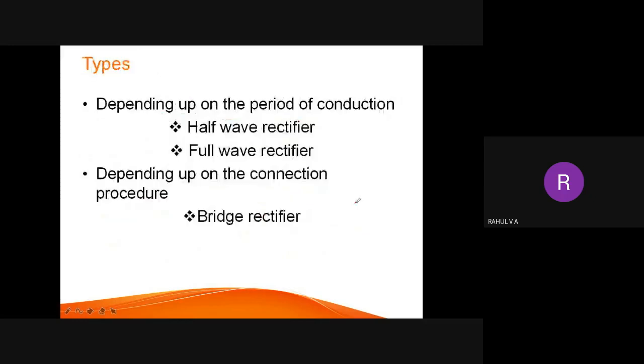So there are different types of rectifier circuit. Rectifier is not just one circuit, there are different types: half wave rectifier and full wave rectifier. Half wave means what will happen? What is the difference between half wave and full wave?